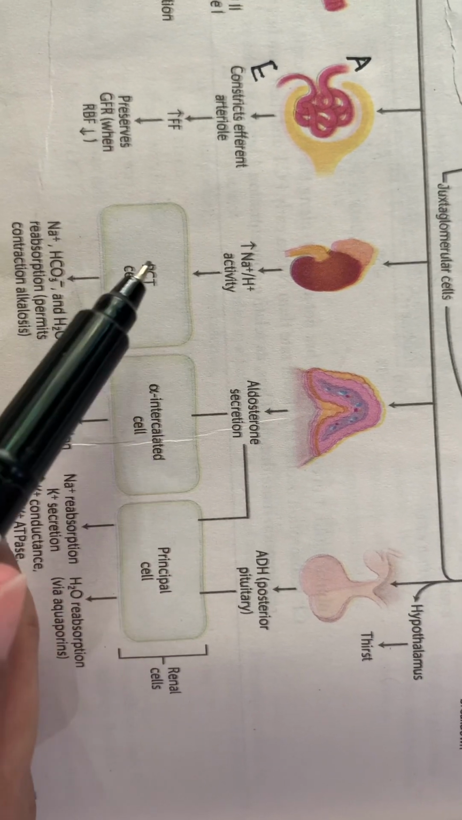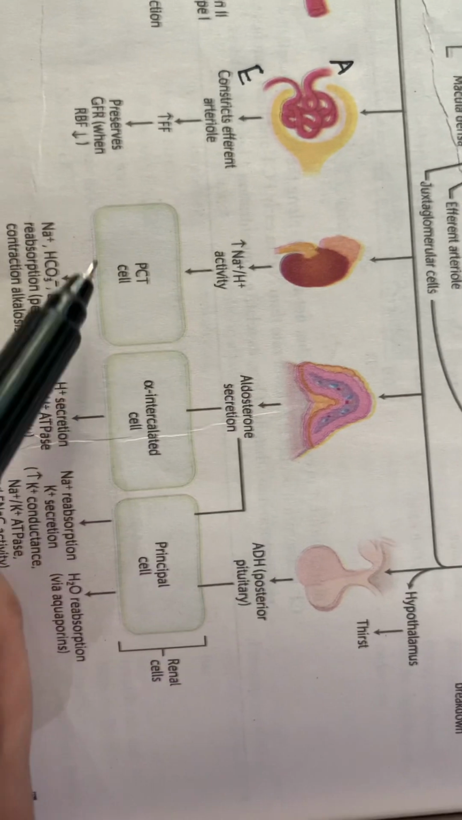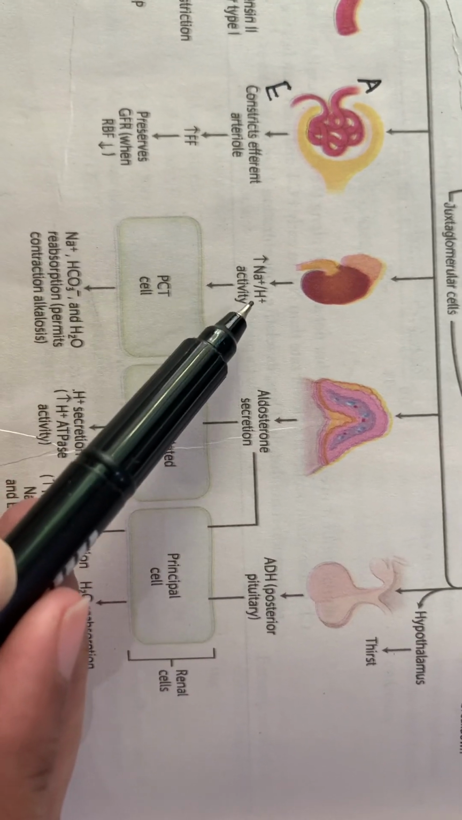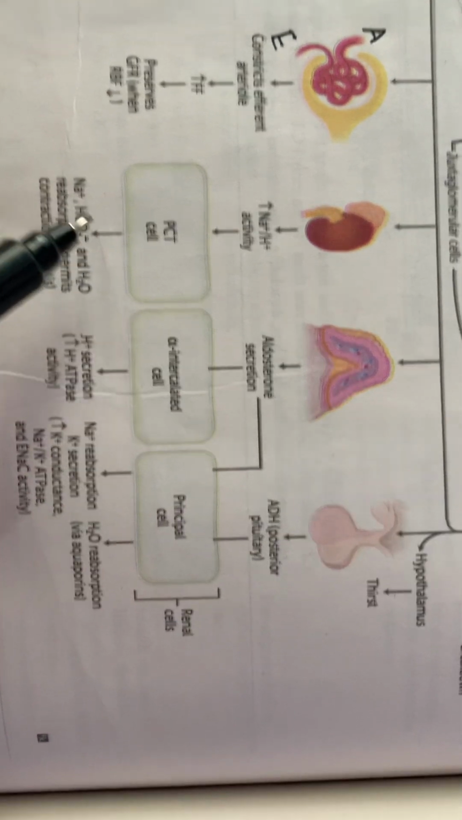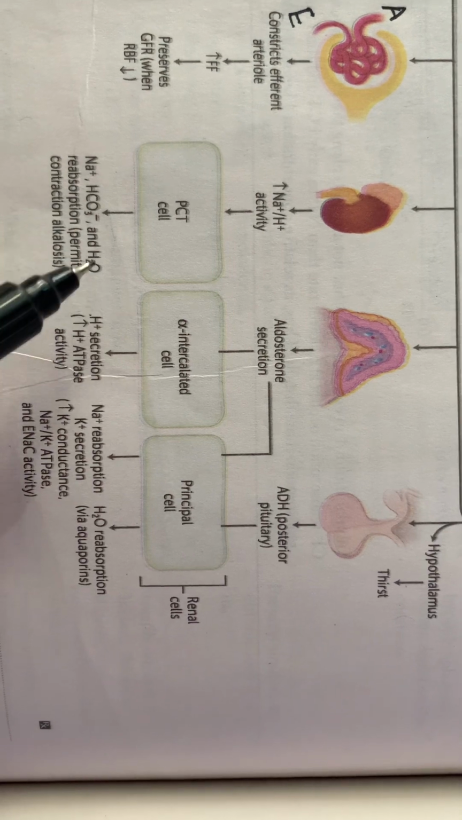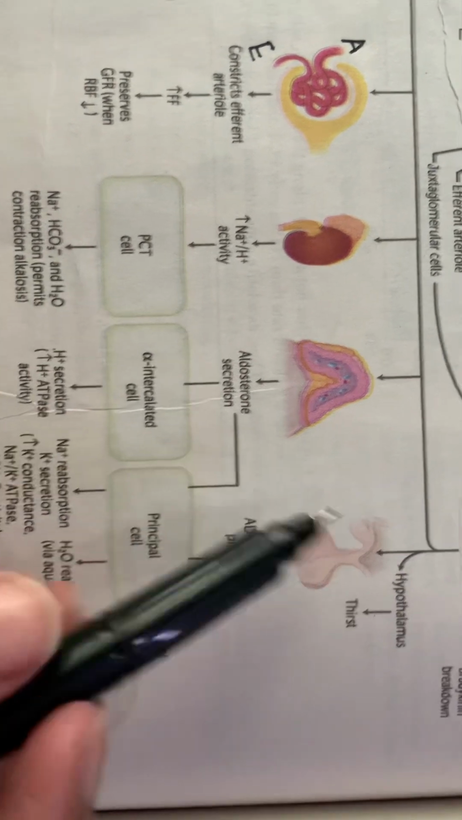It acts on the proximal convoluted tubule cells of the kidney and increases sodium and hydrogen activity. By this method it increases sodium bicarbonate and water reabsorption, which permits contraction alkalosis.